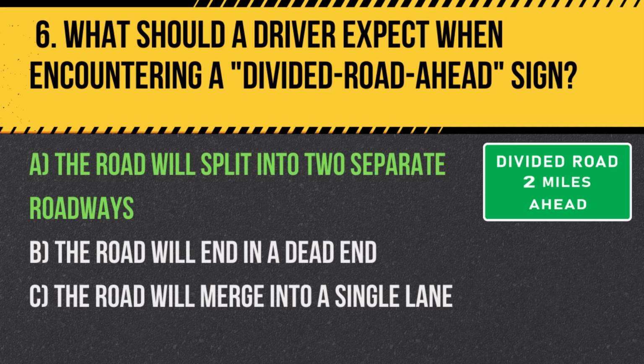Answer. A. The road will split into two separate roadways. This sign indicates that the road ahead will be divided by a median or barrier.